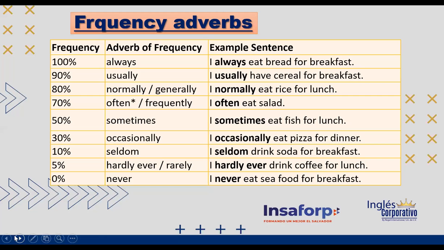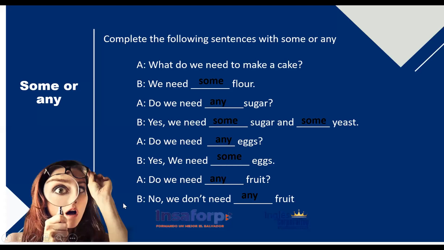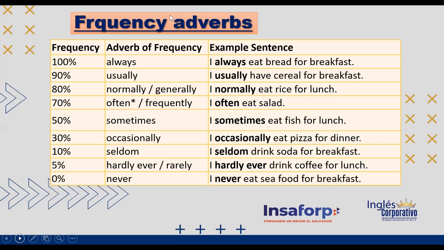So look at this. Let's see the following example. These are frequency adverbs. That is the topic for tonight. No more questions about some or any? No hay más preguntas acerca del uso de some or any. Then let's start with tonight's topic, frequency adverbs. So look at this adverb of frequency. We have always, usually, normally, generally, often, frequently, sometimes, occasionally, seldom, hardly ever, or rarely, and never.